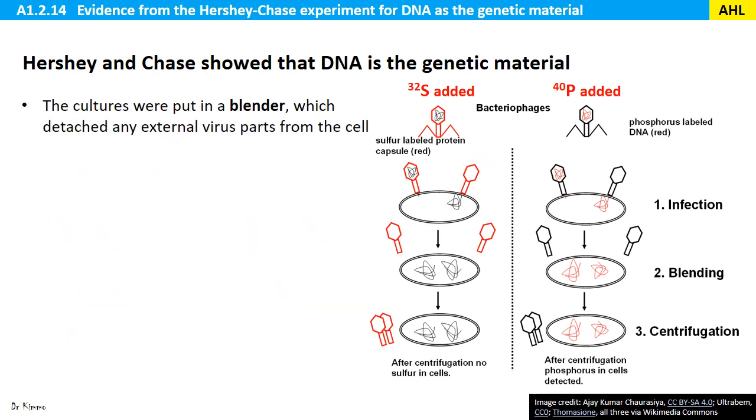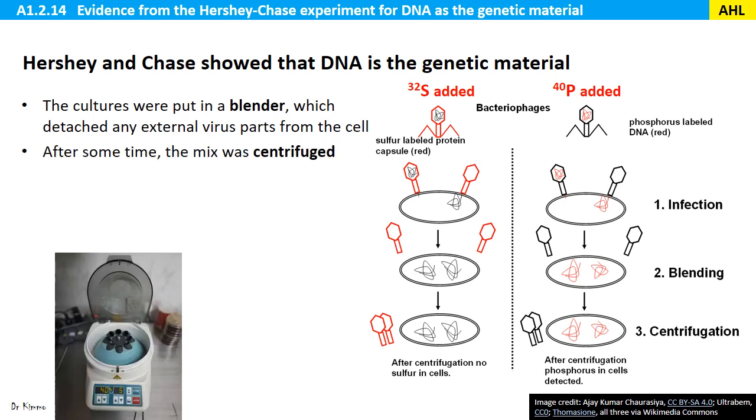The cultures were then put in a blender to detach any external virus parts from the cell. That's step 2. And it meant that any virus parts which had not entered the cell were separated from the cell. After some time, the mix was centrifuged. That's step 3. And on the left you can see a centrifuge in a lab.